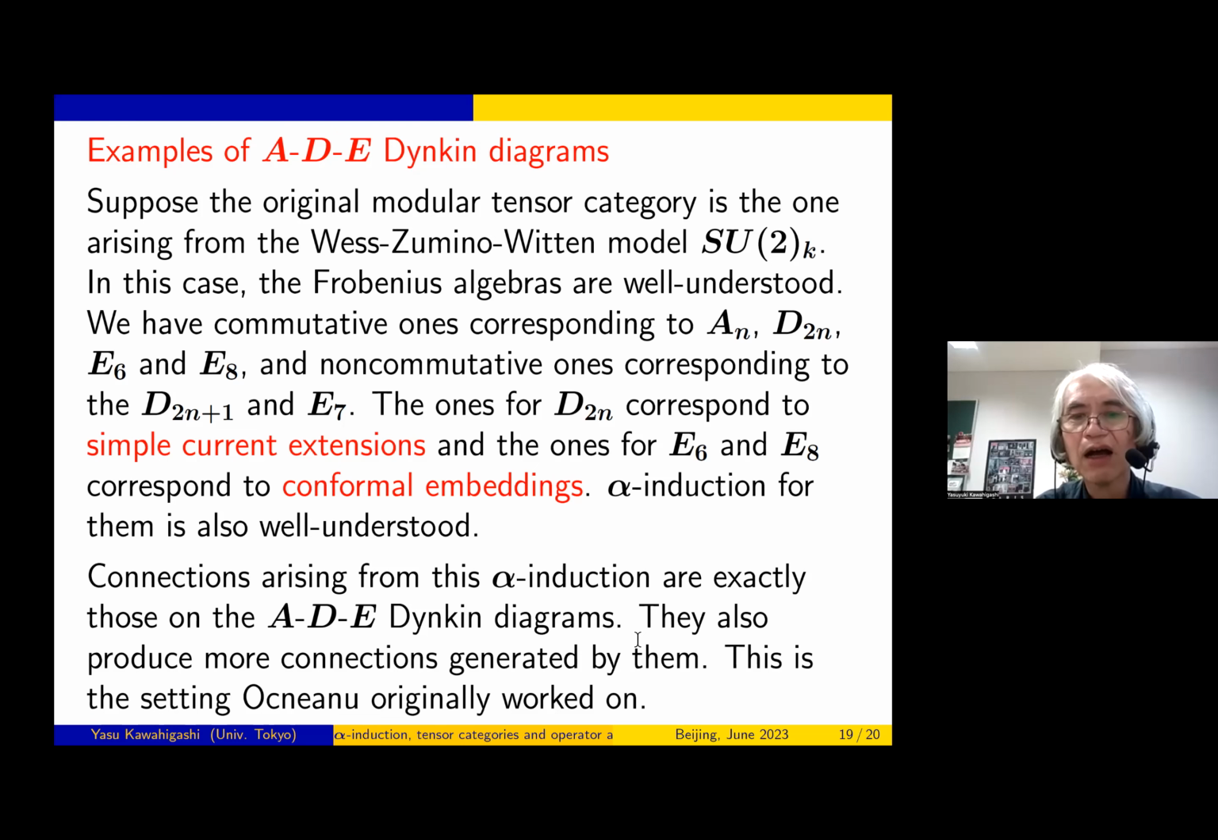Then the alpha induction for them is also well understood for many years. Then in the setting of connections, so a new kind of generalized quantum 6j symbols, connections arising from the alpha induction are exactly those on the ADE linking diagram, which I explained. So they also produce more connections generated by them, and this is the setting Ocneanu originally worked on. So this kind of alpha induction for connections was considered by Ocneanu many years ago, but he considered only linking diagrams. So in today's talk, my construction is a vast generalization of his construction in the setting of braided fusion category.